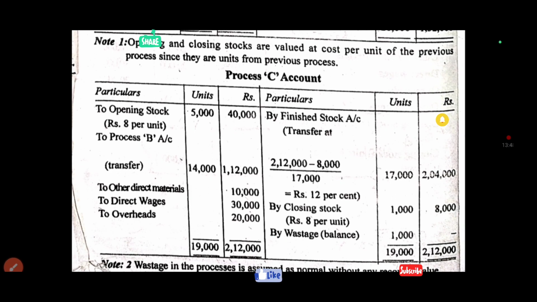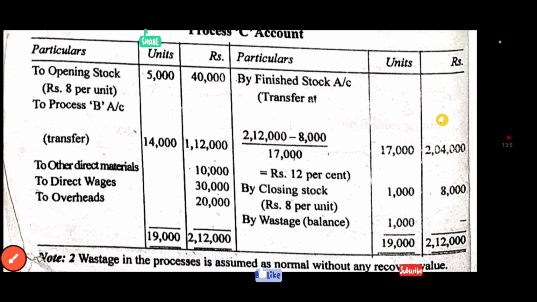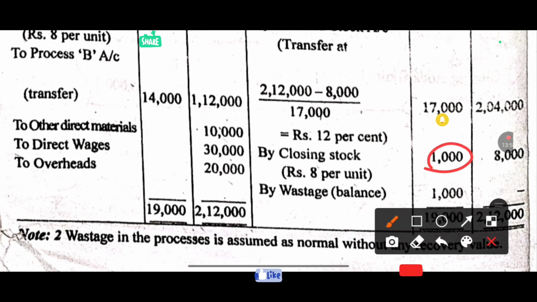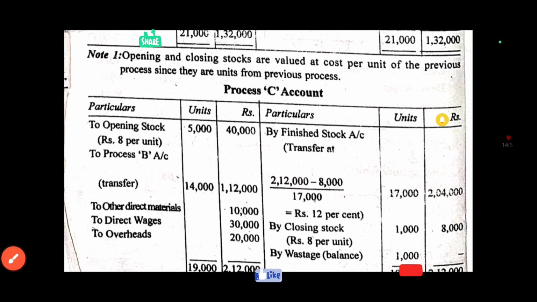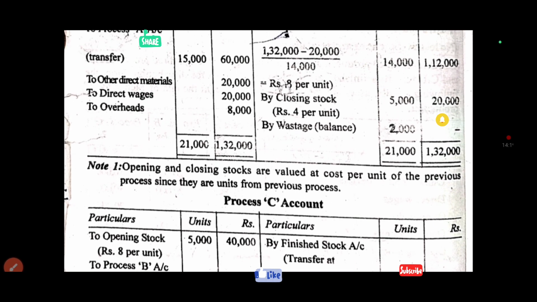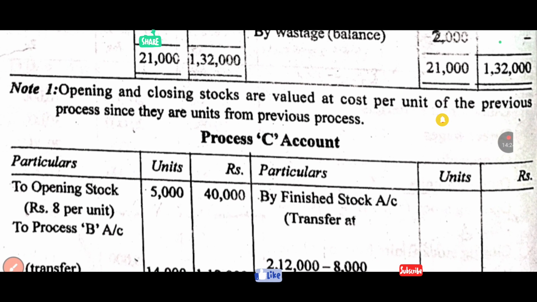Okay, let's come to closing stock. Closing stock value. How many units have they given? 1,000 units. The 1,000 units is to be multiplied with the previous process cost per unit, 8 rupees. You will get the closing stock value is 8,000 rupees. So what I say, the opening and closing stock units are to be multiplied with the previous process cost per unit. You will get the value of opening stock and closing stock.